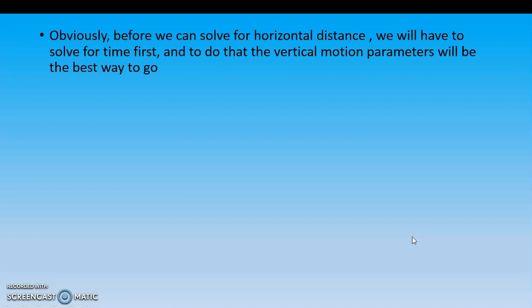Now, when you check out the parameters, because I trust you must have written them down or you are following me, you will have to solve for time first, and to do that, the vertical motion parameters will be the best way to go. So when we use that formula, h is equal to half gt squared, and we plug in values, then eventually we get the final answer for time.